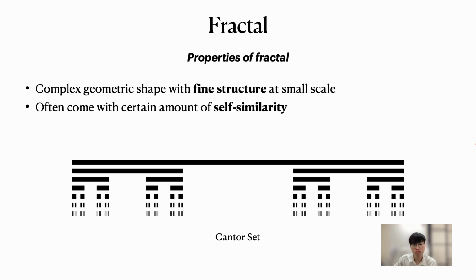And a fractal, by definition, is a complex geometric shape with fine structure at small scale. Here is an example, a Cantor set. A Cantor set is just taking the middle 1/3 away every generation, and it forms a very fine structure, a fractal. And this fractal often comes with a certain amount of self-similarity. For example, here you can see these shapes and these shapes are the same, just in different places.